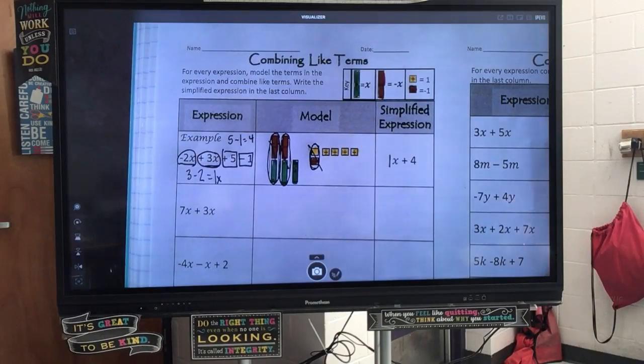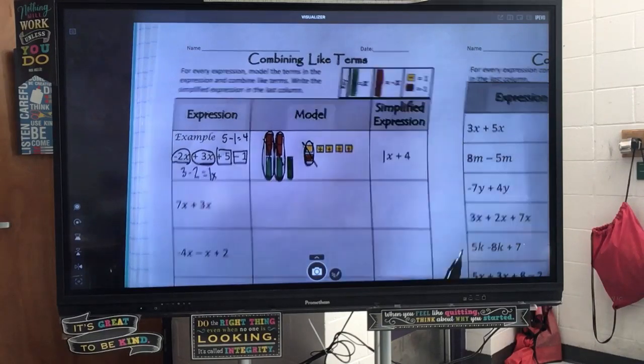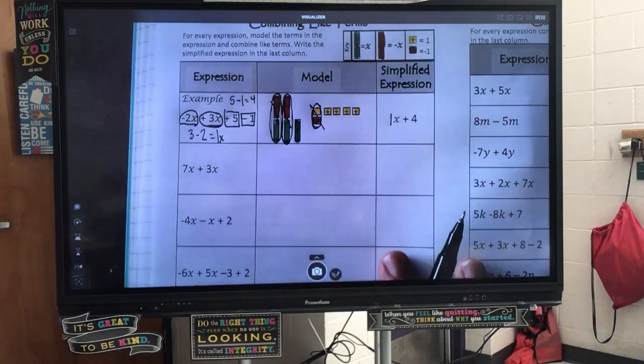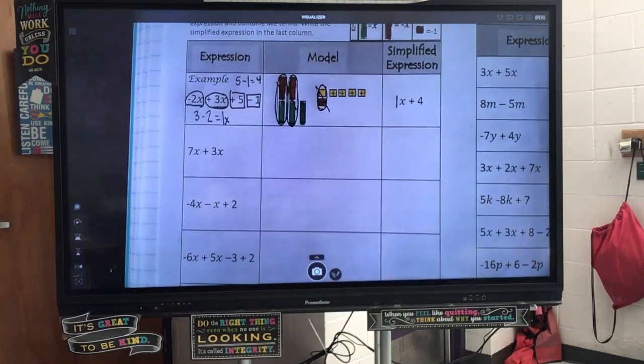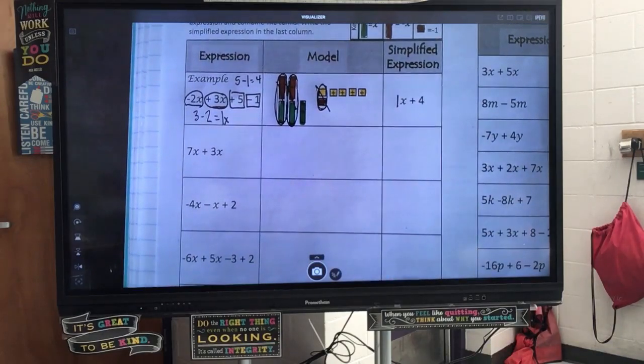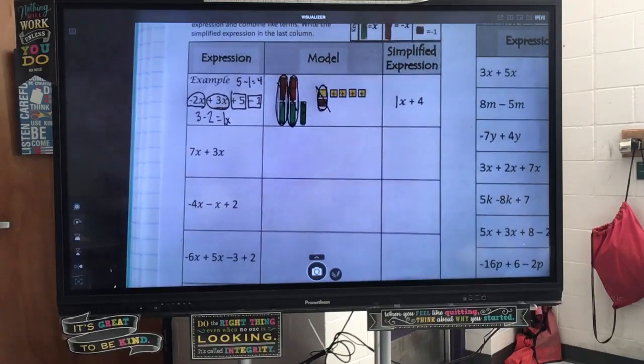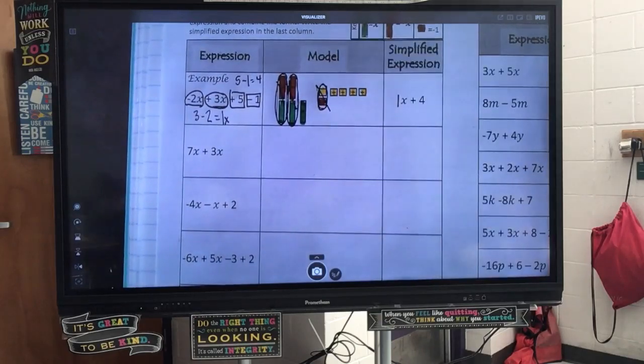Alright, let's look at the next one. So we have 7x plus 3x. Alright, what is our picture going to look like? Or our model, whatever you want to call it. Are we going to be using any red? No, we're not, because why?